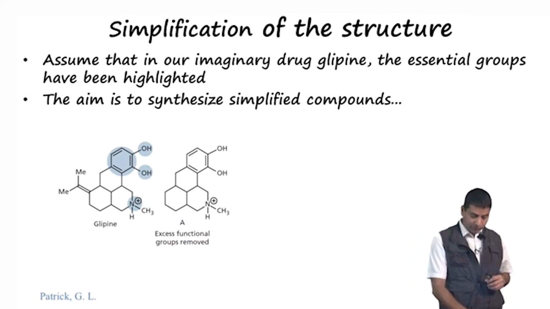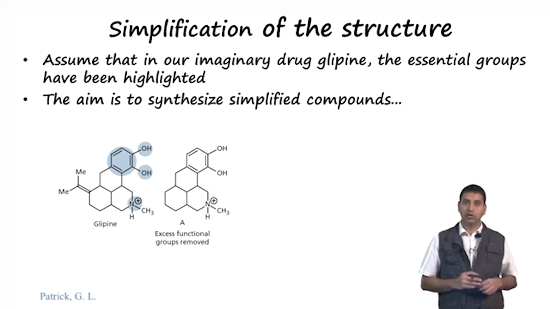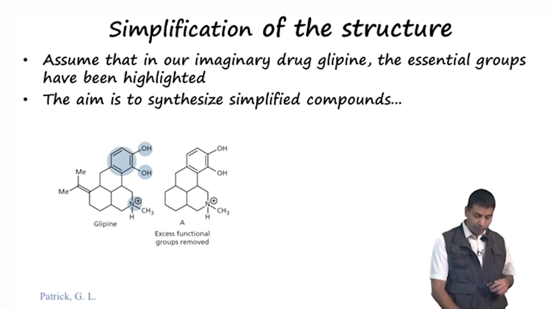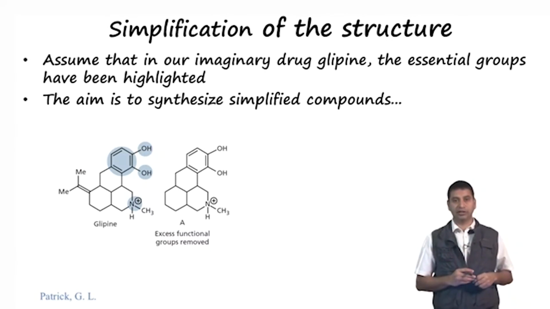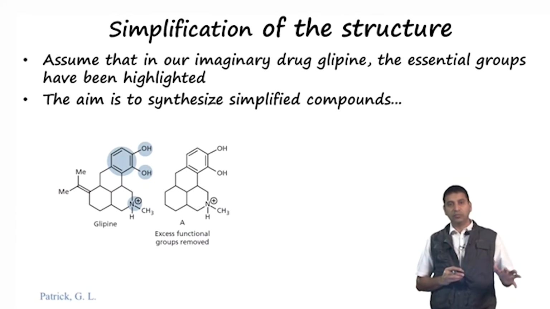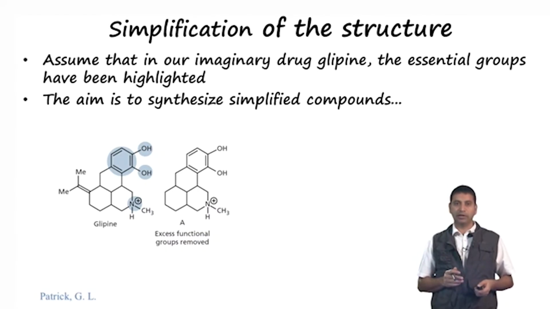Let us go back to our imaginary drug glypine, where the essential groups are shown here, that is the ones in this diagram below. You have the possibility of an ionic interaction with this quaternary ammonium salt, and you have both hydrogen bonding as well as van der Waals interactions. Let us assume that these are the essential interactions that are important for activity. Now one can remove the excess functional groups in a systematic manner.